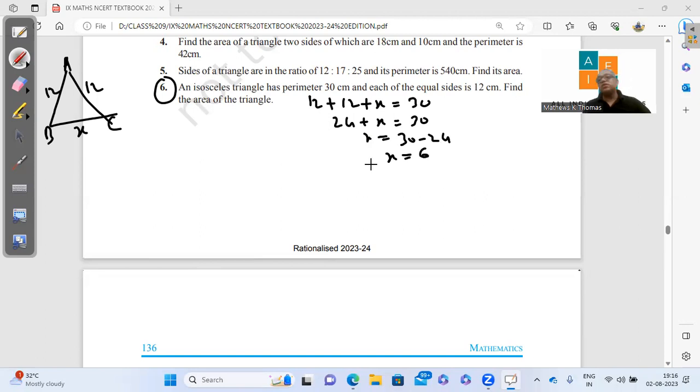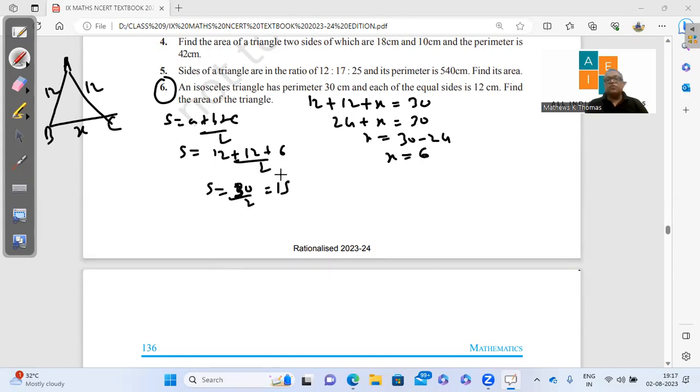So this is the first thing that we do. We will find out the third side. So third side is coming 6. Now, once we get the third side, we can use semi-perimeter, A plus B plus C by 2. Perimeter was 30. So we should get 12 plus 12 plus 6 by 2. That is 24 plus 6, 30 by 2, right? So semi-perimeter will be 15. As I told you, perimeter is already given here. Sorry, here 30. So 30 by 2, we will get 15.